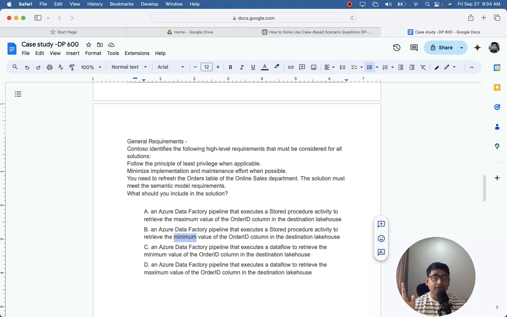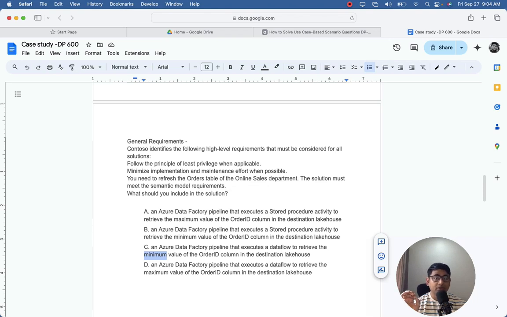So if you see minimum here, these two are definitely out. So these two are wrong answers. So now you should choose the maximum value, either from A or D. Now you are closer to the answer. You have to select one, but which one, A or D?